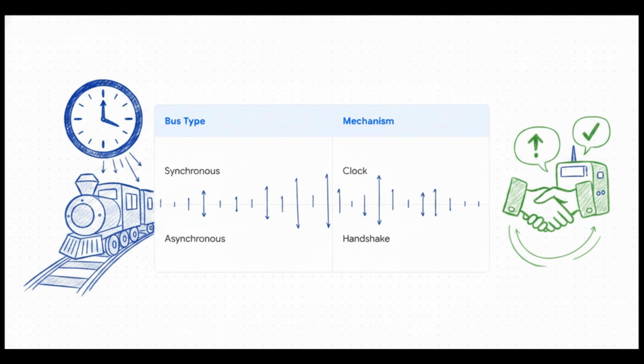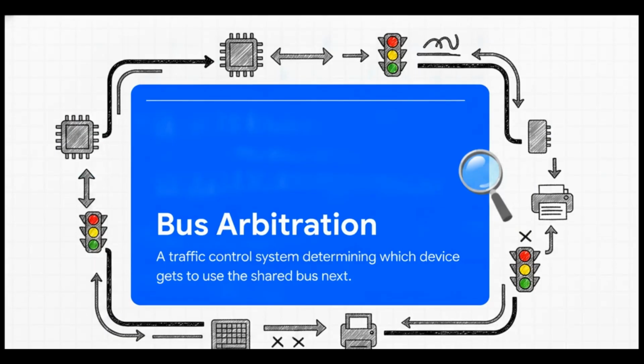Alternatively, we have asynchronous buses. These don't rely on a global clock at all. Instead, they use device handshakes. So one device basically signals, "Hey, I'm ready," and the other replies, "Okay, send it." This handshake method is awesome because it provides massive flexibility, perfectly accommodating devices of wildly different speeds on the exact same channel without running into any weird timing skew issues.